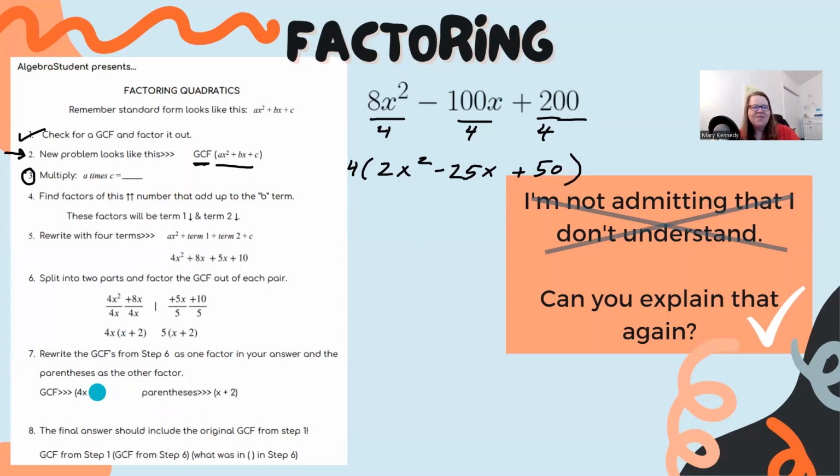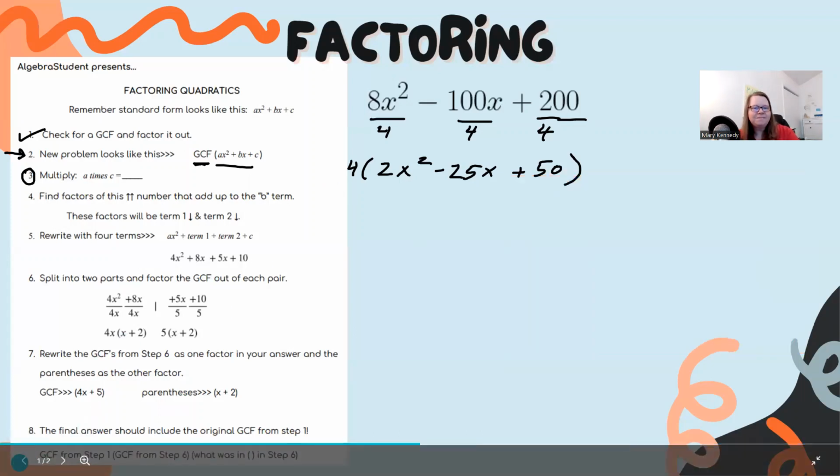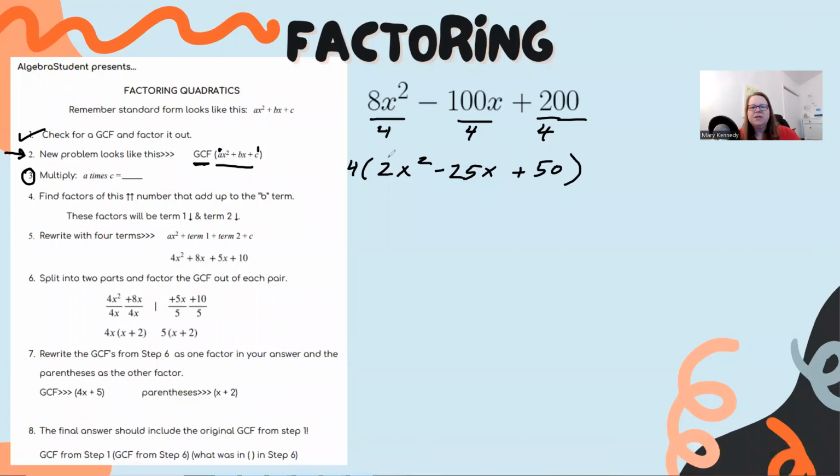Okay, so let's go back. We're on step 3, multiply A times C. So A times C means the A here and the C here. So I'm going to multiply 2 times 50 and I get 100. 2 times 50 is 100. All right, find factors of this number that add up to the B term. The B term is the number in the middle. Factors of 100 that add up to negative 25.